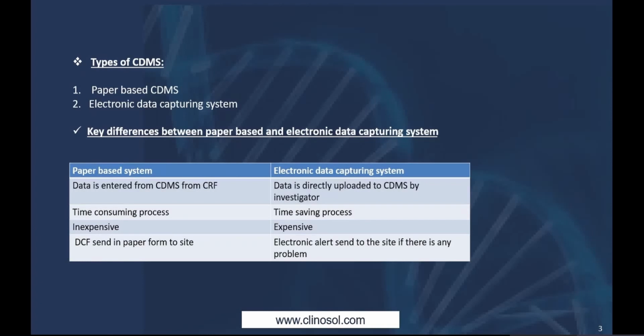Paper-based systems are a time-consuming process, whereas electronic data capturing is a time-saving process. A paper-based system is an inexpensive process, whereas electronic data capturing is an expensive process. A DCF is sent in paper form to the site in paper-based systems, whereas an electronic alert is sent to the site if there is any problem in an electronic data capturing system.